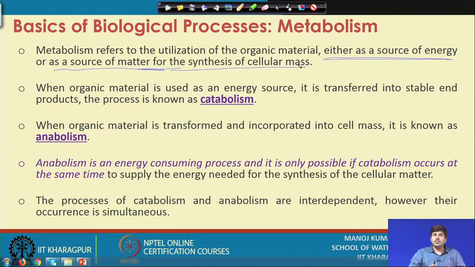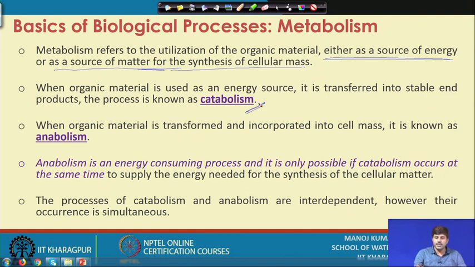Now, when organic matter is utilized as an energy source, it is transformed into stable end products, and this process is typically known as catabolism. Whereas, when the organic matter is transformed and incorporated into the cell mass, it is known as anabolism. Anabolism is an energy consuming process, because in order to synthesize cell mass, microorganisms, bacteria, need energy. So, that way anabolism becomes an energy consuming process, whereas catabolism, when it is transformed into stable products.